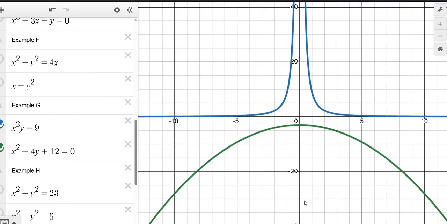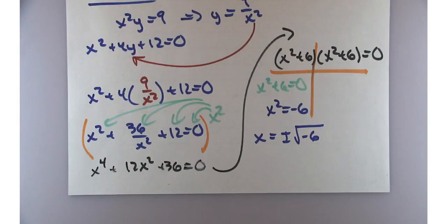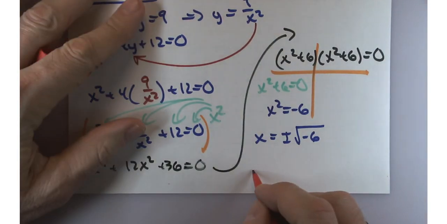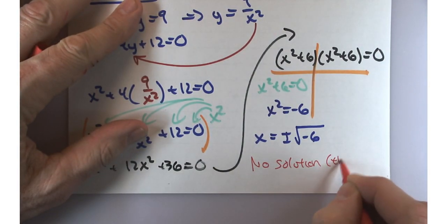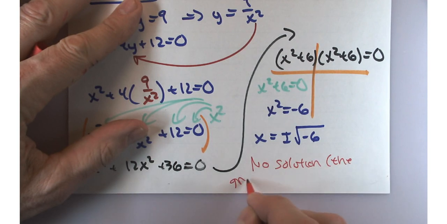These graphs don't touch each other at all, so it's not a surprise that they didn't intersect. There's no solution. We are not going to use complex answers for our solutions to this, so there's no solution. No solution. The graphs don't cross.